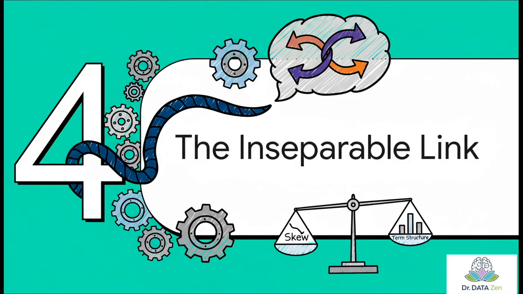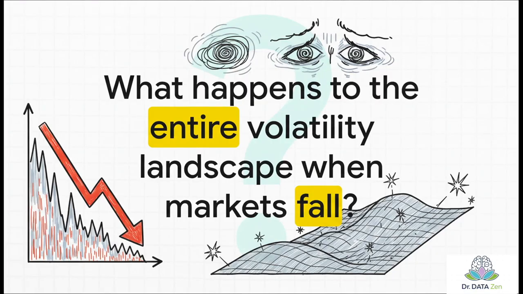Okay, so we've got skew and we've got term structure on the table. Now for the most important part, seeing how they are really just two sides of the same coin. They are completely 100% connected. Which brings us to the main event.